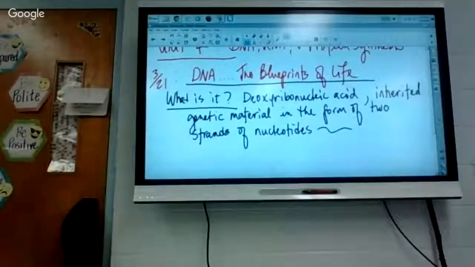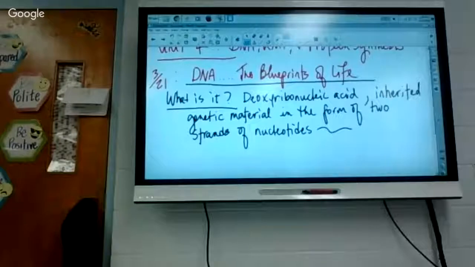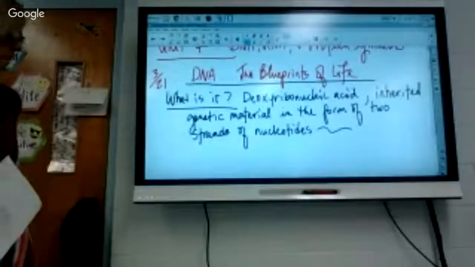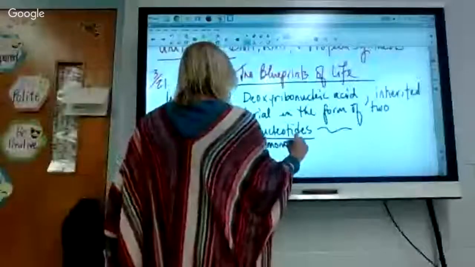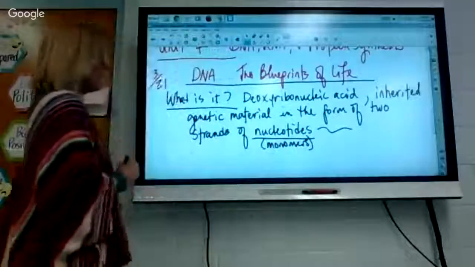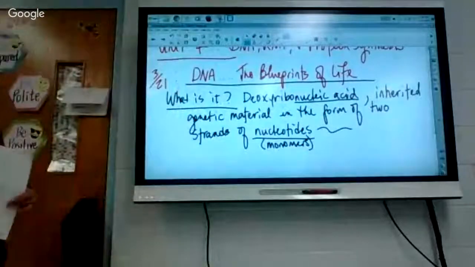So we know the identity, kind of where it comes from will be more explicit in a second, but inherited genetic material, it's like that whole genetic material thing is what they'll write in lieu of DNA, just so it's inferred that it's passed on from your folks or from a folk to their clone offspring. So in the form of 2 strands of nucleotides. So here are the monomers. And DNA is a polymer of nucleic acid. So that's the organic molecule.